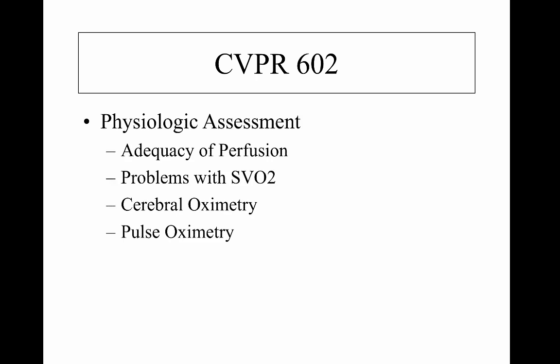And today we're going to continue our discussion, and we're going to talk about adequacy of perfusion, problems with the mixed venous oxygen saturations, the SVO2. We're going to introduce you to cerebral oximetry and pulse oximetry. And remember, this class is all about the ability to assess a patient and determine whether you are adequately perfusing that patient. So adequacy of perfusion, what do we mean by that?